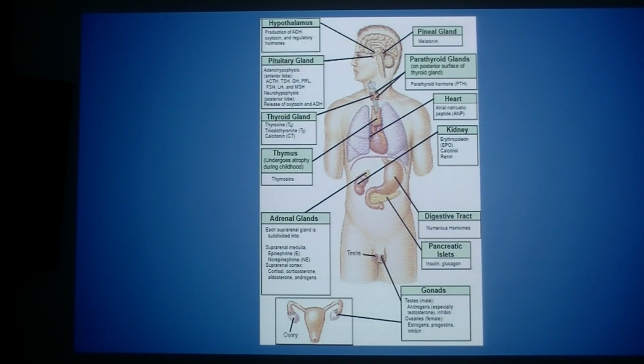three in particular. We're going to look at the hypothalamus, the pituitary, and the adrenals. And we're going to talk about some hormones in particular. We're going to talk about cortisol, aldosterone, ACTH, and ADH.